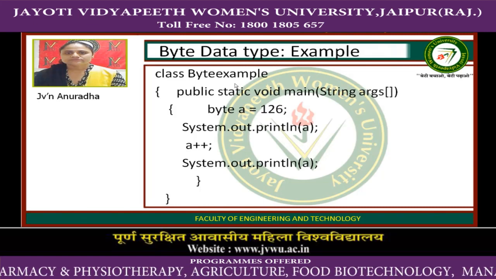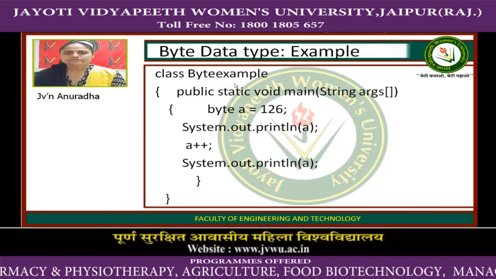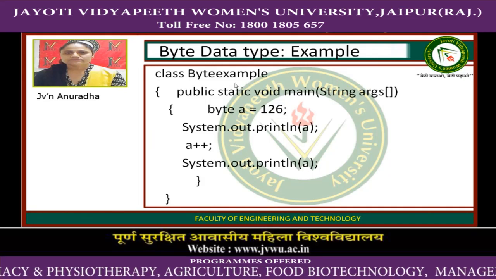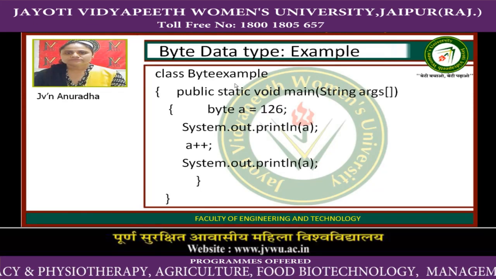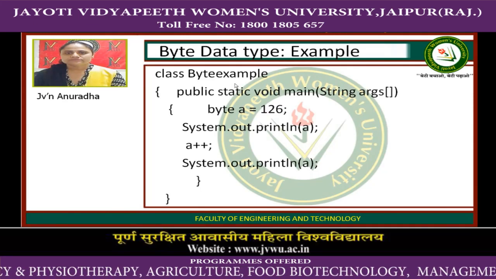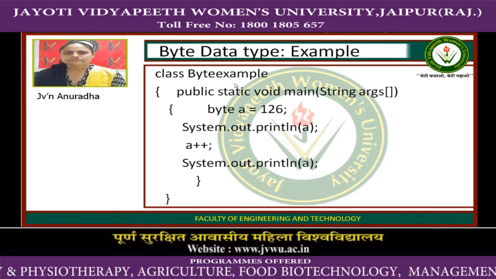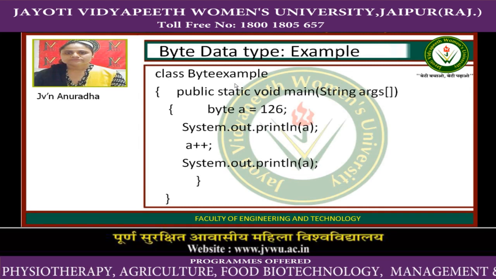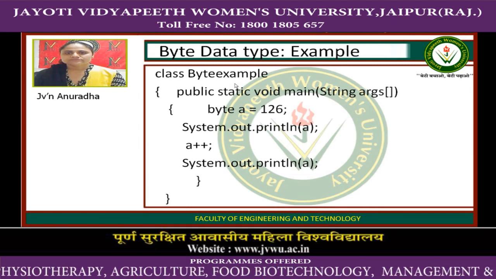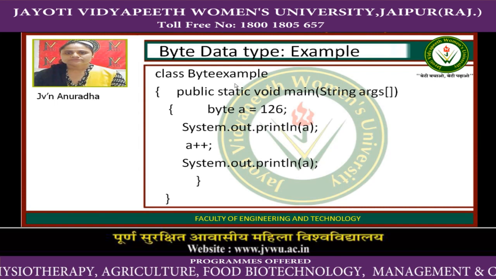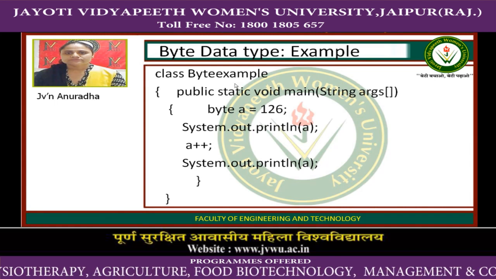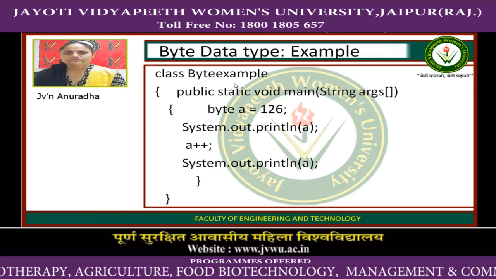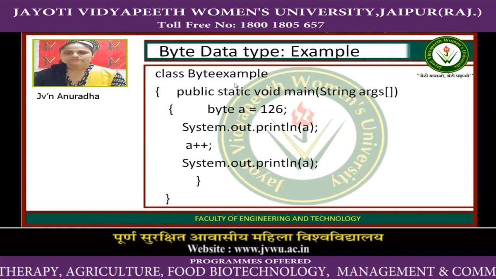Now we will discuss an example of the byte data type. Here in this example, I have created a class ByteExample. Under this class, we have created a main method. In this main, I have declared a variable a of type byte whose value is 126. I am printing the value of a, then incrementing the value of a with a post increment, and again incrementing the value, then printing the value of a. In that case, the output will be 126 and 127.